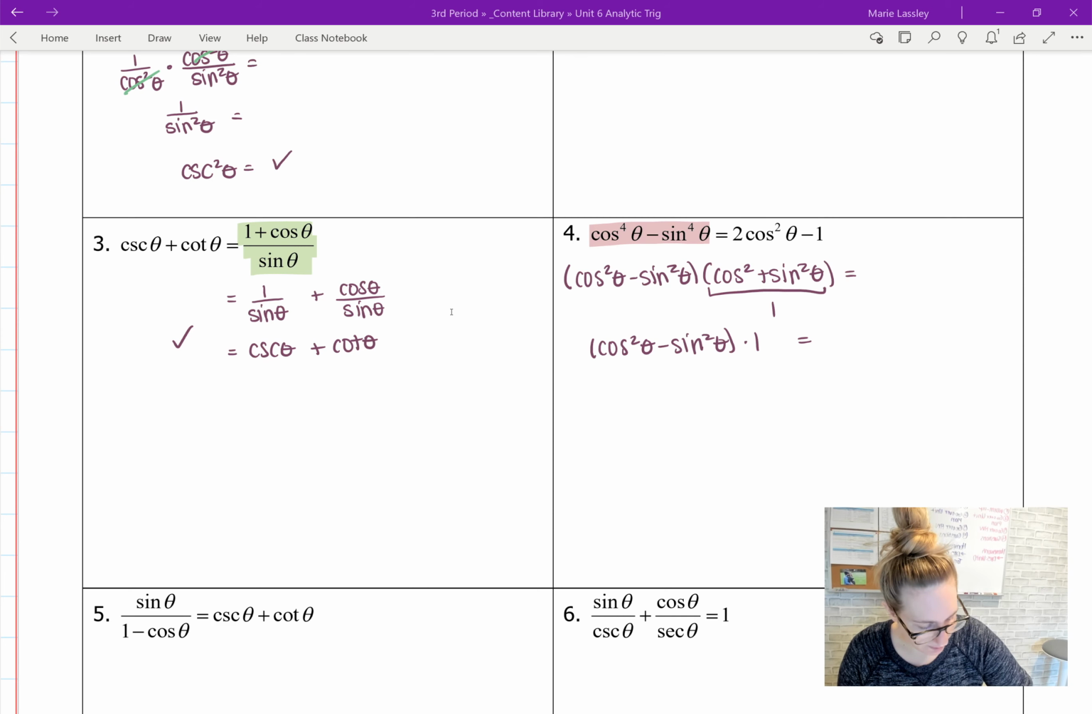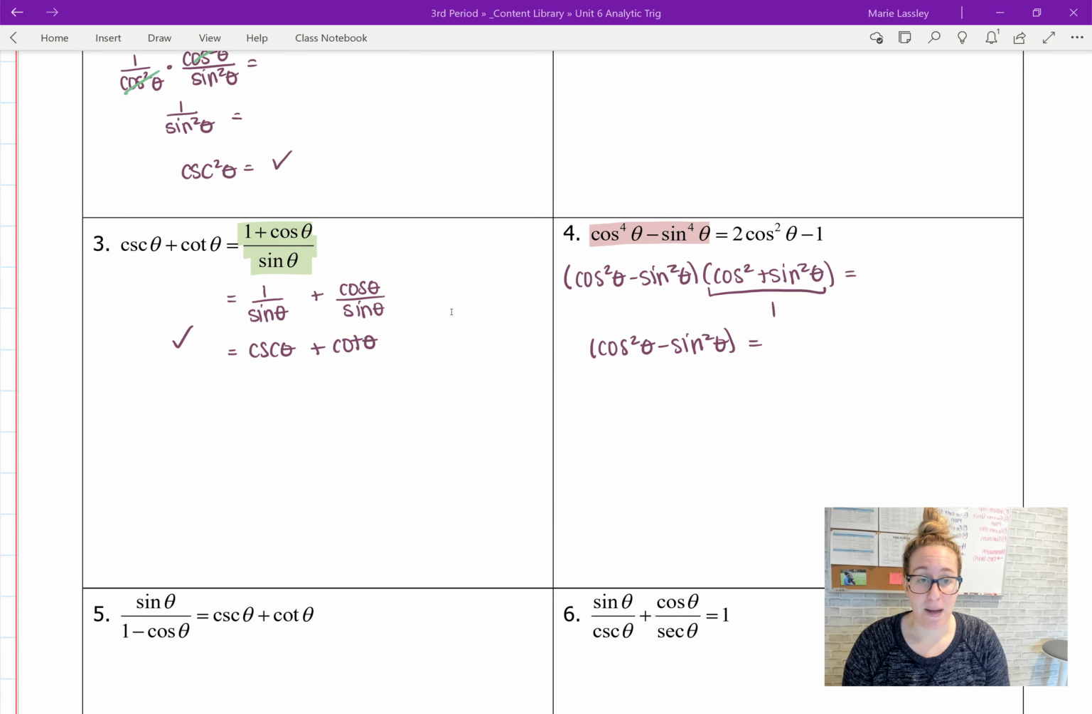I don't need to write the times 1. We all get it. Okay, so now from here, this isn't exactly my Pythagorean identity, but I can use a Pythagorean identity. So this one's a little tricky, and there are a couple ways you can do this. The way that I'm going to do this is by replacing sine squared with 1 minus cosine squared.